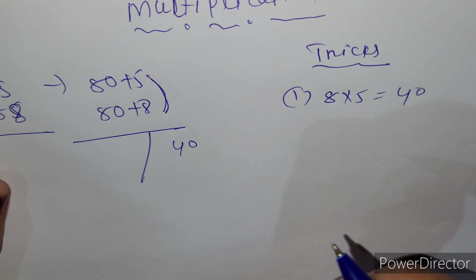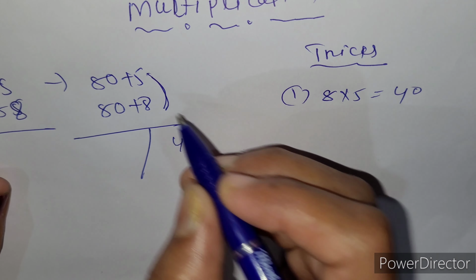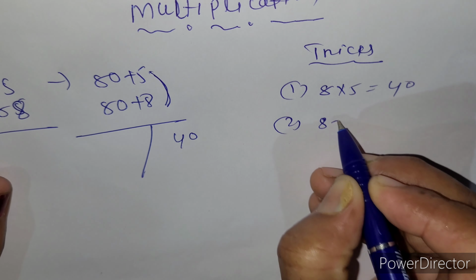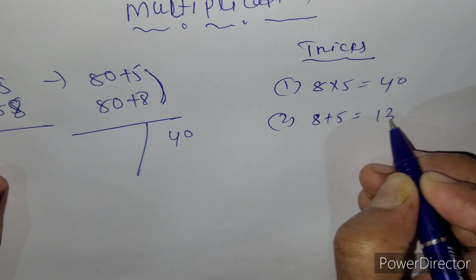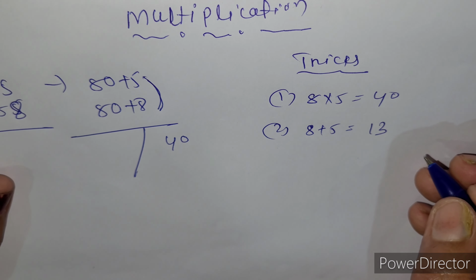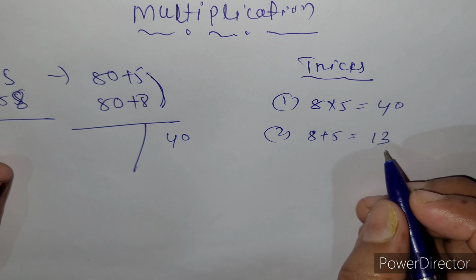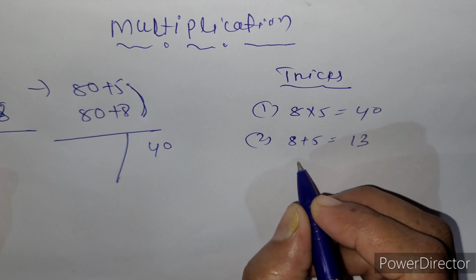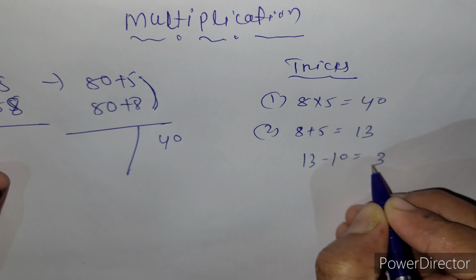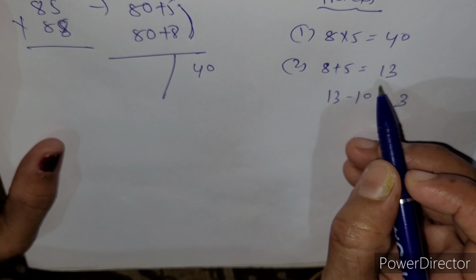Then add the two digits. Second, 8 plus 5 is 13. Then subtract the nearest number. Subtract the nearest: for 13 the nearest round number is 10. 13 minus 10 is 3.